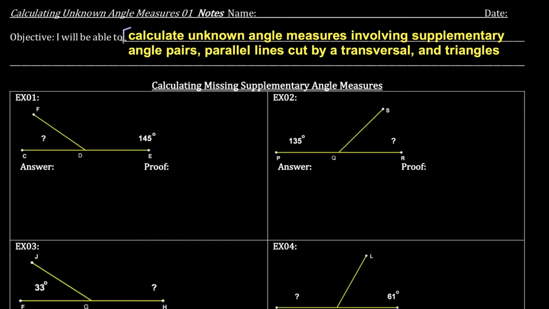All right, so in this lesson, we will calculate unknown angle measures involving supplementary angle pairs, parallel lines cut by a transversal, and triangles. Okay, so let's do this. It's just easier to show you.